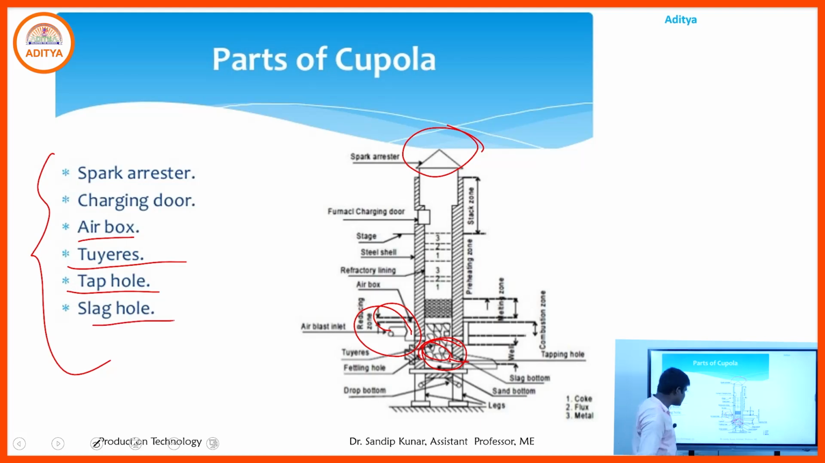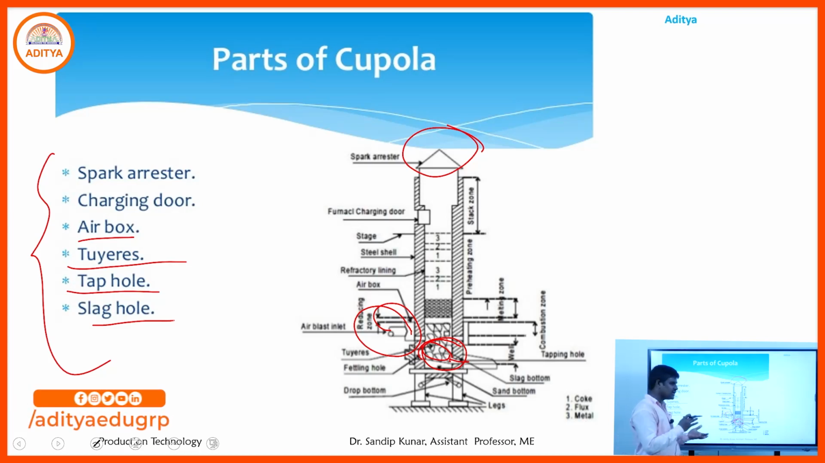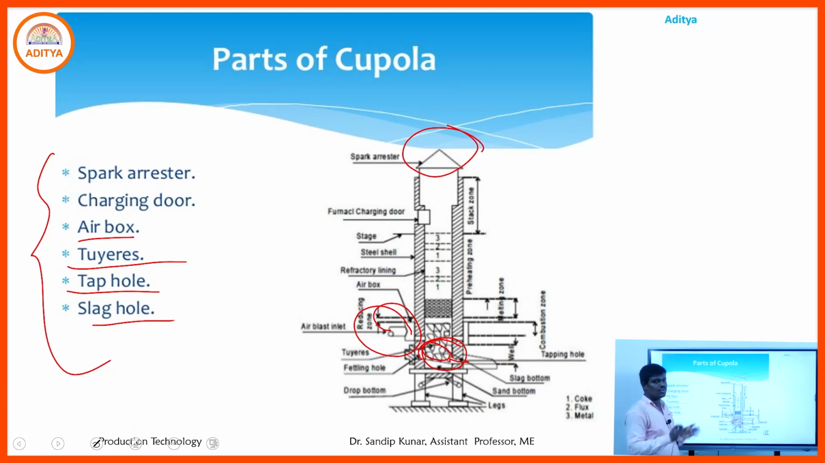Slag hole, one slag hole is there. Through the slag hole we take the slag outside. Slag means flux material and some impurities taken from the molten metal. We remove the slag from the molten metal. Actually it accumulates on the upper side of the molten metal, and through the slag hole we remove it. Those are the main parts of the cupola furnace.